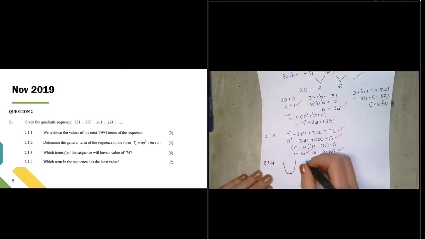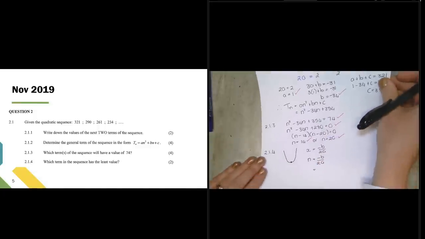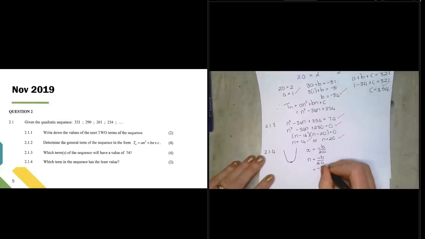So how would I calculate this? I would say, when we did parabolas, we said x equals negative b over 2a. But we're not working with the x in our equation, we're working with the n. So n is negative b over 2a. What is b again? 34. So it's negative 34 over 2. Our a value is 1. So that gives me an answer of 17.